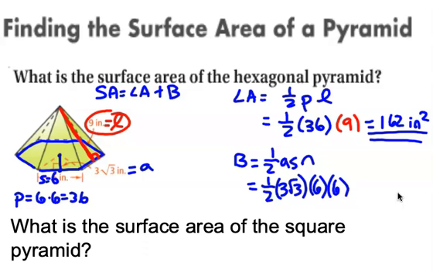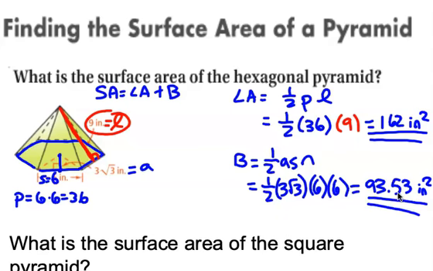If you can't tell, I'm punching it in right now. And we're getting 93.53 square inches. That's our capital B. So what we need to do is just put those answers together.